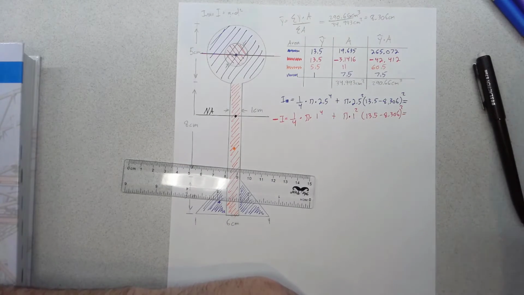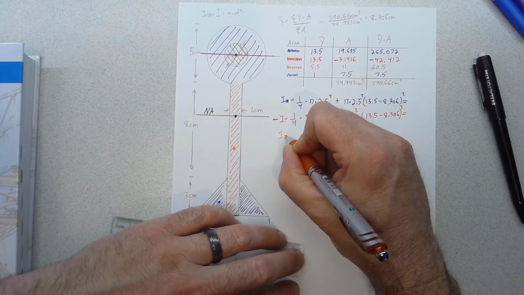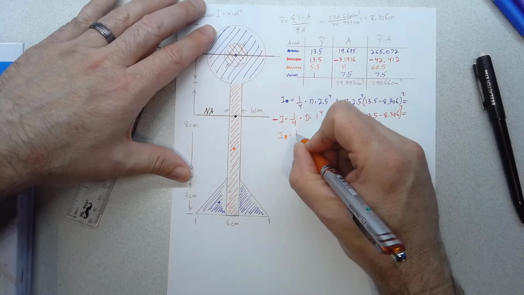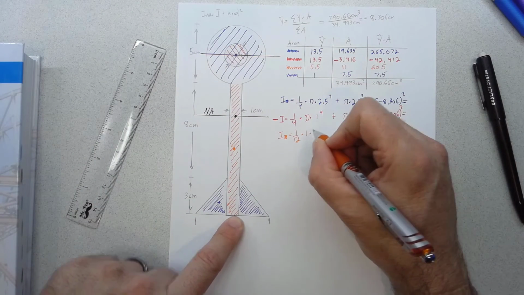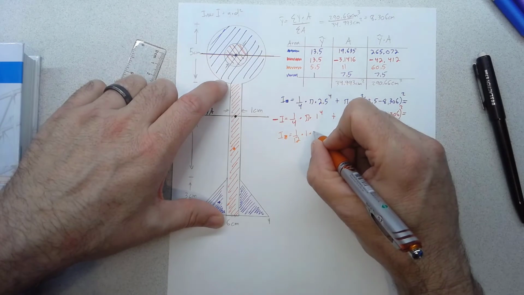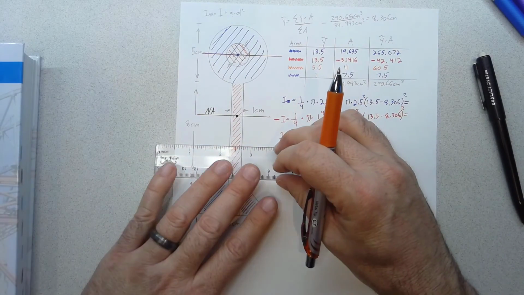Okay, let's move on to orange. I orange, okay, this is a rectangle area, we know that one, equals 1/12 its base, so that's 1 centimeter, times its height, that's 11 centimeters cubed. That gets us I about its own centroid.